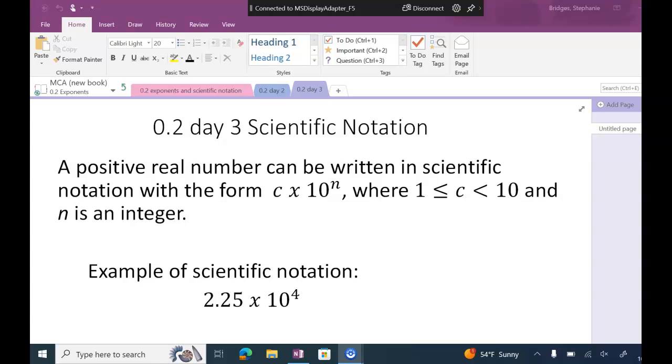Okay. So what we're going to do is we're going to start with a number, and we're going to turn it into scientific form, and then we will go to scientific form and turn it into a number.